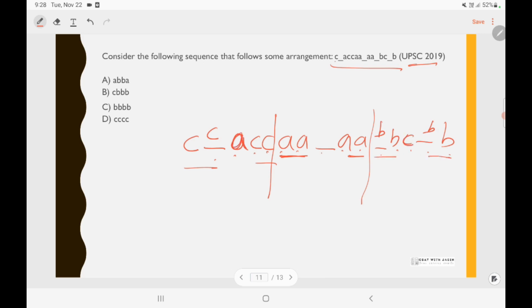So here A came, here C came, so there will be B here. So if you now read, it will come CC, ACC, AA, BAA, BB, CBB. So there is a relationship. So in this way you need to find out the relationship in different compartments. Our answer will be C, B, B, B. So option B is the correct answer.